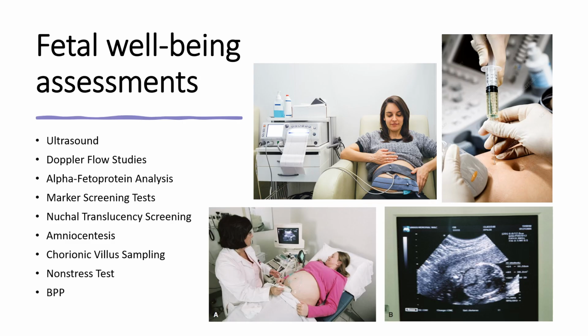And then the next two is a little bit more invasive, an amniocentesis and a chorionic villus sampling. An amniocentesis is when we actually have to collect amniotic fluid through an actual syringe and a needle, guided by ultrasound, as you can see here in the picture.